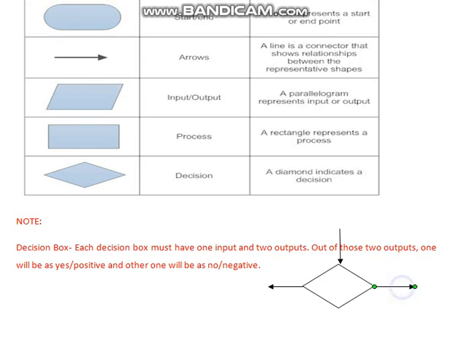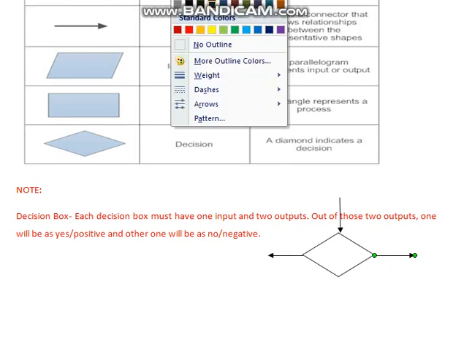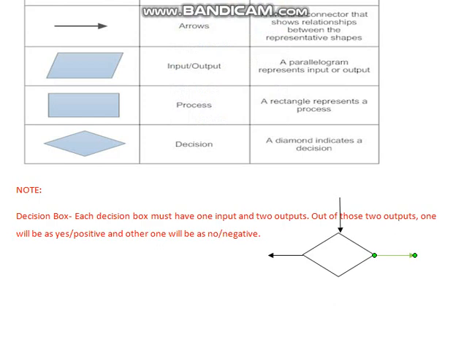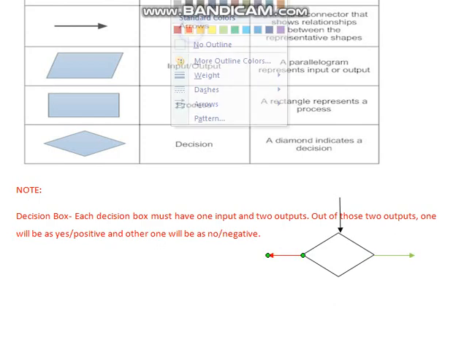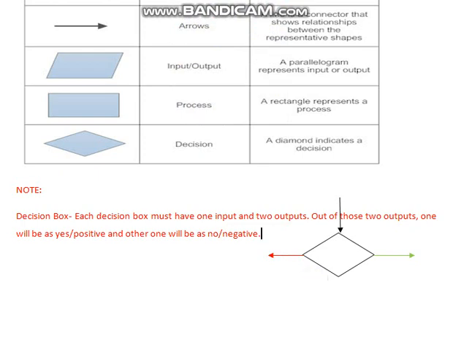Fine, students. So this is how the box design has to be: one input and two outputs. One output will be positive or yes, and the other one will be negative or no. Either you specify here yes or here no, or on this side you can give yes and the other side you can give no. In my tutorial, the yes side I gave the color green so that students can easily understand this is yes, and the no side I used the color red so that students can understand this is the no side.